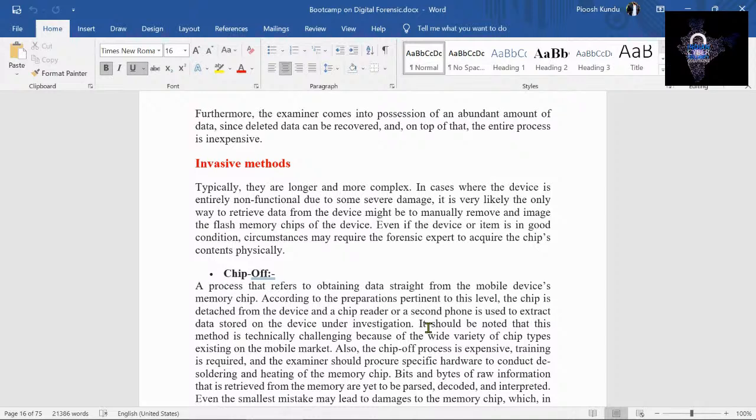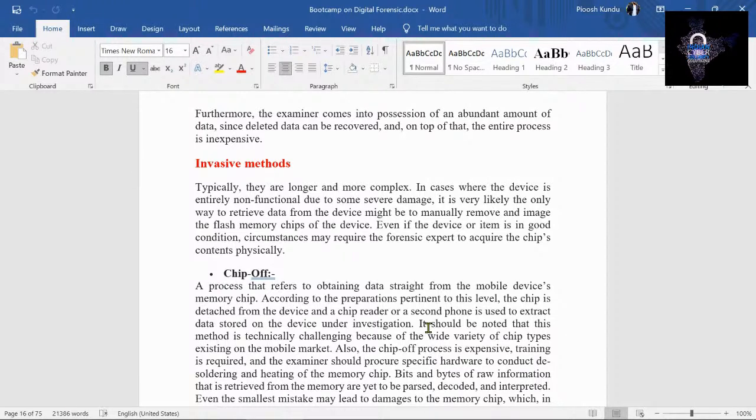Now, the second is the chip-off method, a process that refers to obtaining the data straight from the memory chip of the mobile device. According to the preparations and partitions pertaining to this level, the chip is detached from the device, and a chip reader on a second phone is used to extract the data stored in the device under investigation.